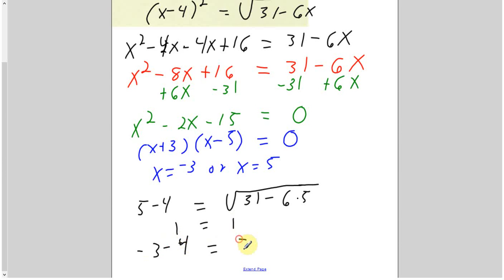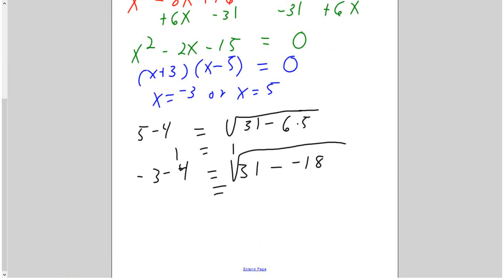Let's try the negative 3. If I do negative 3 minus 4, that is negative 7, is equal to the square root of 31 minus 6 times the negative 3, which would be a negative 18, so 31 and 18 is 49. So I'm going to extend the page again here. I would get negative 7 is equal to the square root of 49, and we always take the principal root, so we always take the positive root. So negative throws it out, which means my only solution is x is equal to 5.